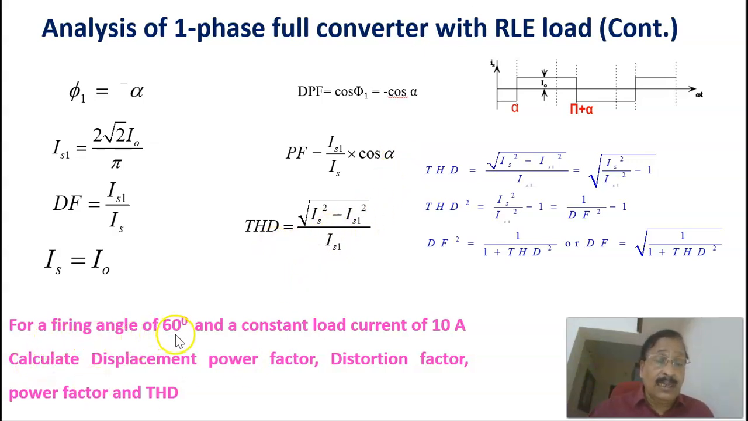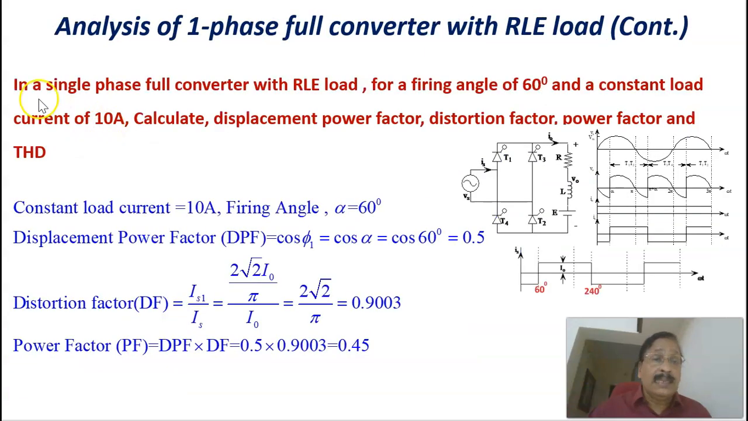For a firing angle alpha equal to 60 degrees and a constant load current of 10 amperes, calculate the displacement power factor, distortion factor, power factor, and total harmonic distortion. Let us see all those things. As an example, in a single phase full converter with RLE load, the firing angle is 60 degrees and the load current is a constant 10 amperes, and you are asked to find the displacement power factor, the distortion factor, the power factor, and the total harmonic distortion.